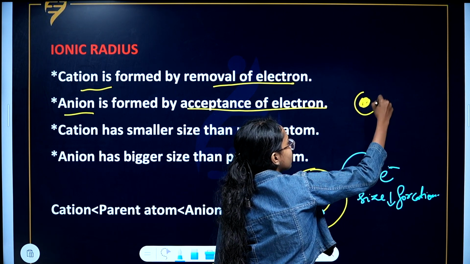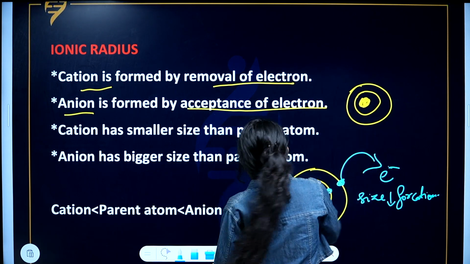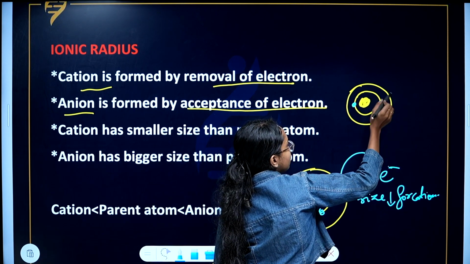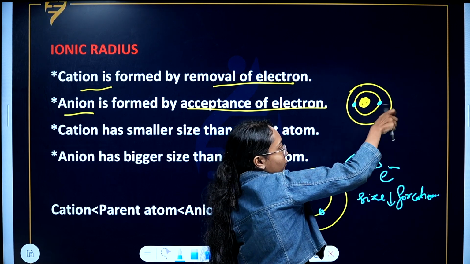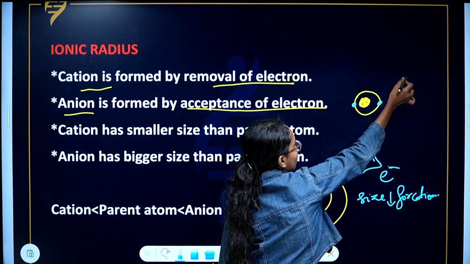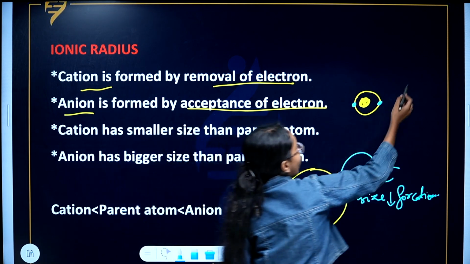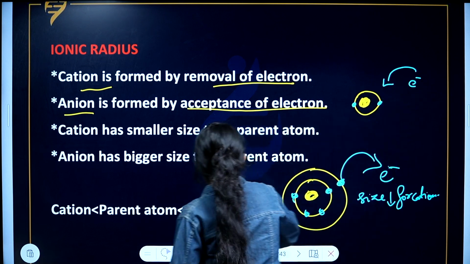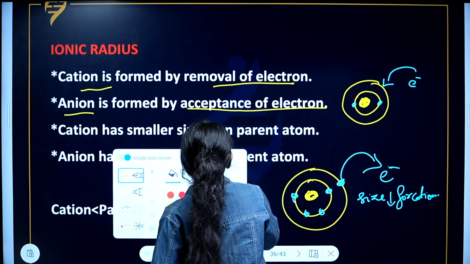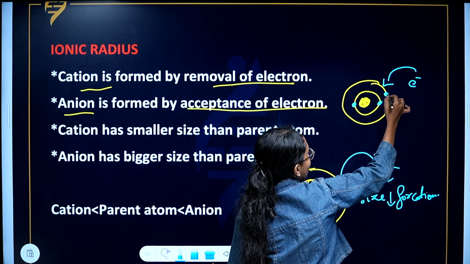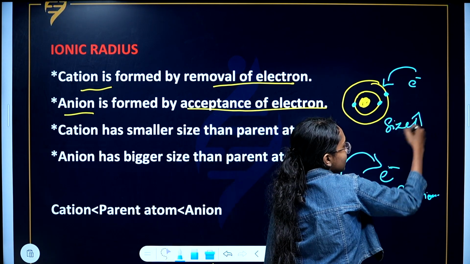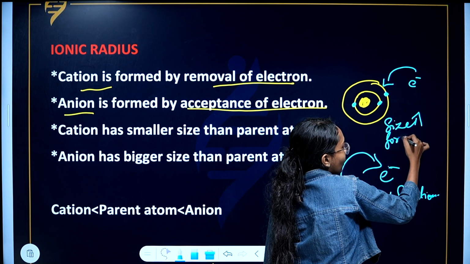In the other case, this is my nucleus, shell 1, shell 2. I have electrons here. Now I am accepting an electron. In the first case, the shell wasn't there. If I accept an electron, then what will happen? A shell increases, the electron will automatically be occupied in the second shell. In such a case, size increases for anion.